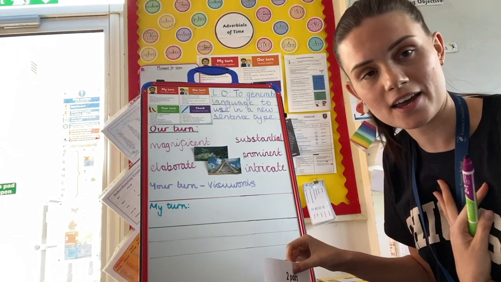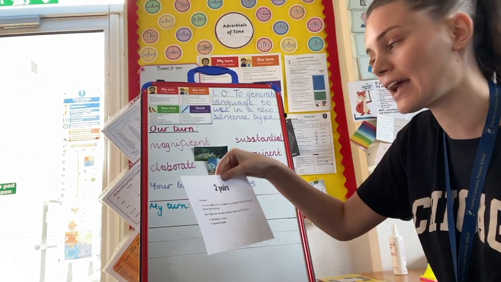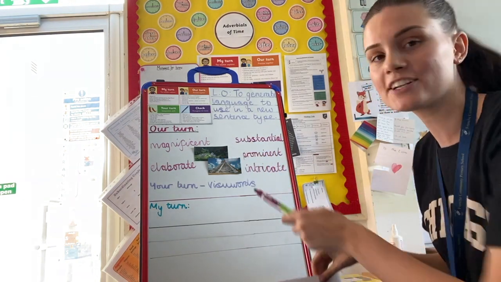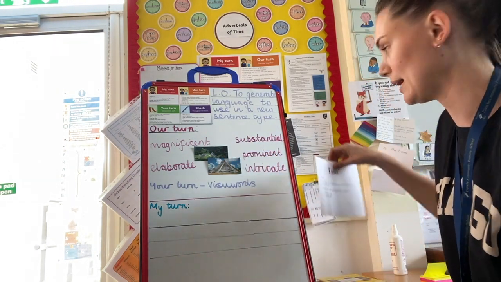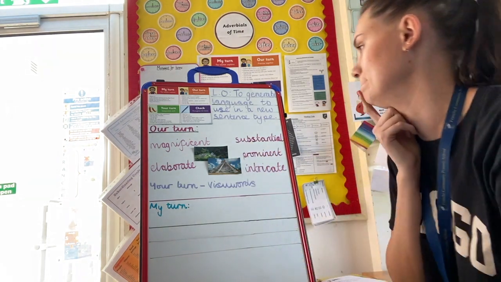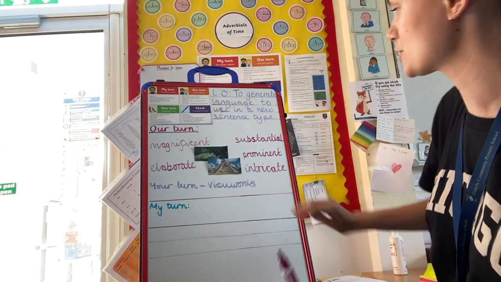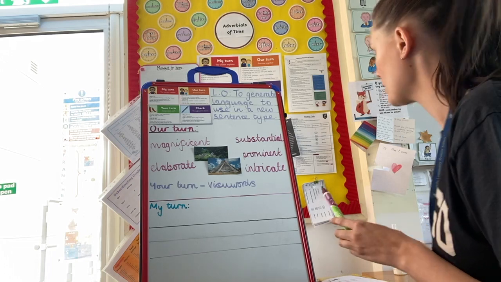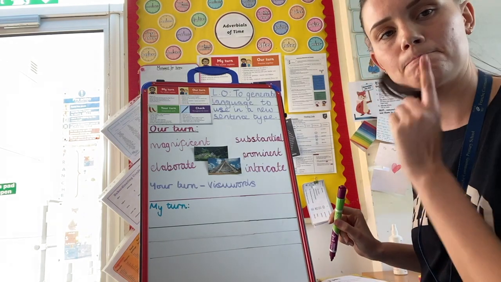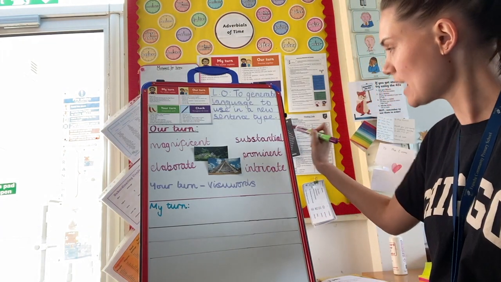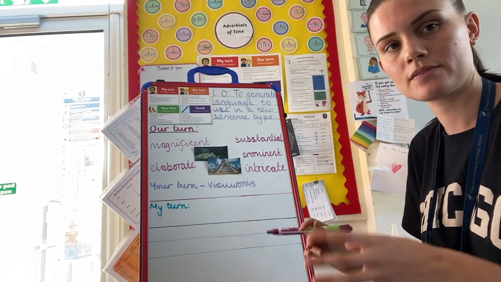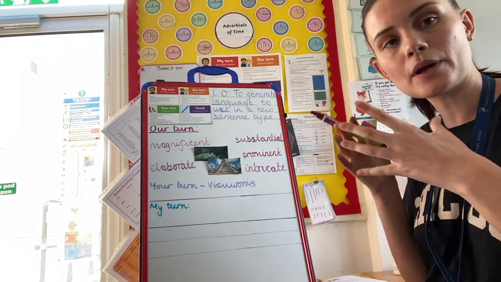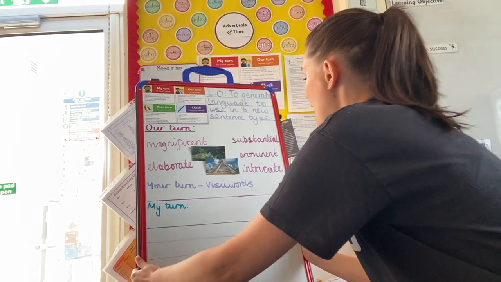So this is my turn. I'm going to show you how I create two pairs using the adjectives that I've come up with. Okay, so, what adjectives go well together in a pair? Well, I quite like substantial and prominent. They go really well together. So I'm going to write those as my first pair.